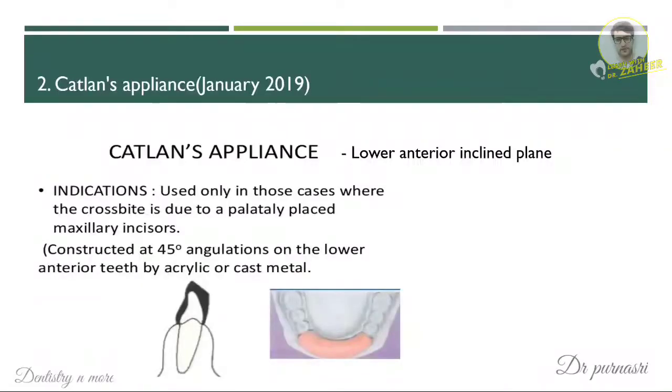Then Catlan's appliance. Catlan's appliance is basically the lower anterior inclined plane. You can see here, you can draw this diagram as well. It is used in cases where crossbite is due to palatally placed maxillary incisors. That is, anterior crossbite is there, and if it is developing, this appliance can be used. It is constructed at 45-degree angulation to lower anterior teeth by acrylic or cast metal.